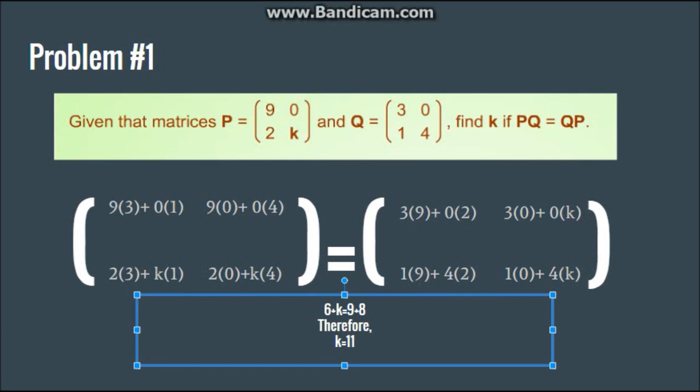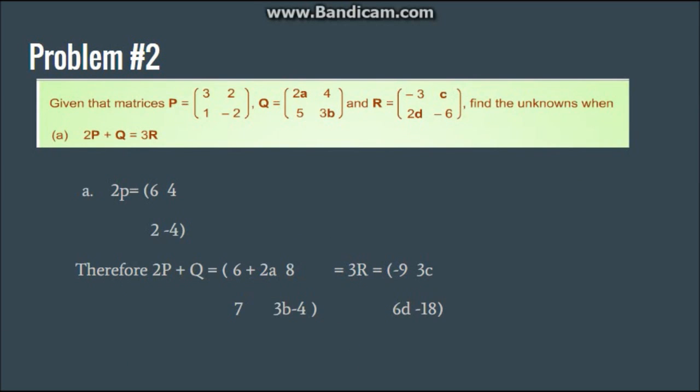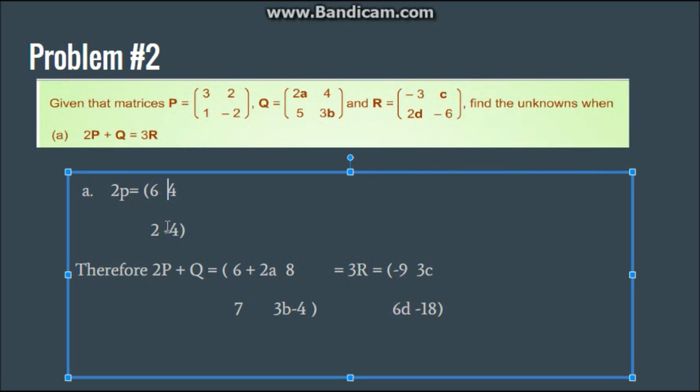On to the next problem. Given the values of matrices P, Q and R, find the unknowns a, b, c as well as d when 2P plus Q equals 3R. Okay, so the first step I took to solving this problem was to find 2P. So 2P, as I said just now, is multiplying matrix P by the constant 2. And so after that you get this 2P matrix.